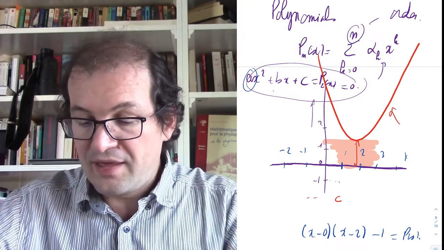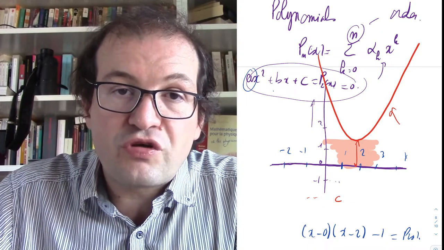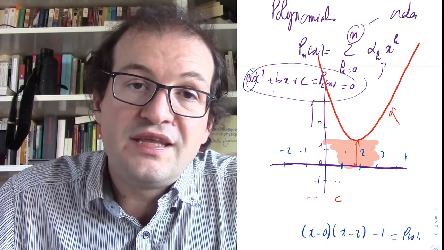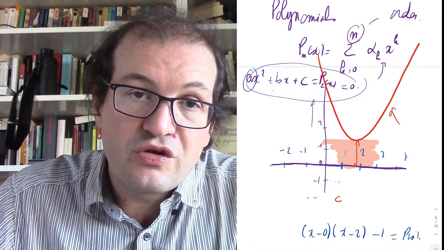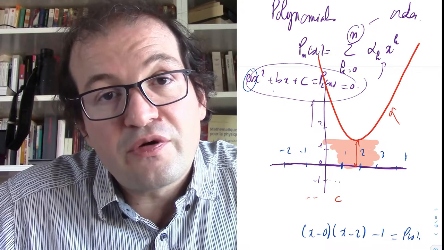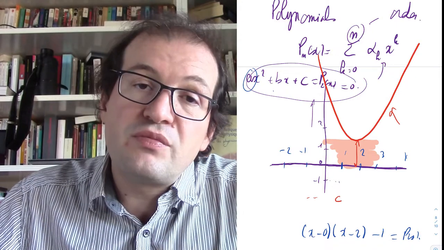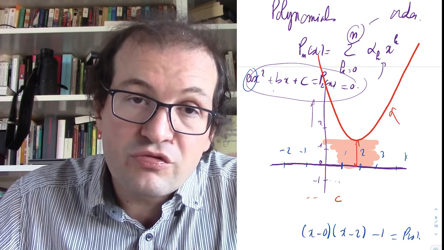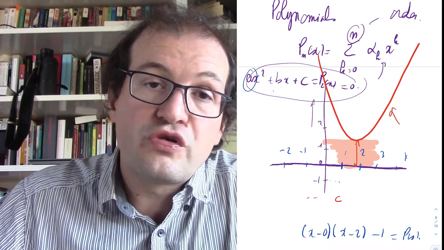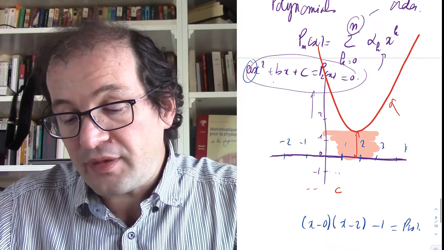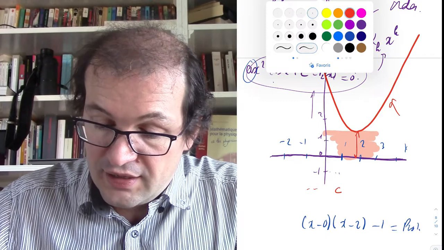So for this quadratic equation, if you try to apply the formula with the discriminant, you will find that it yields complex solutions. They are not in the real plane, they are in the complex plane. But that's the fundamental theorem of algebra: any polynomial equation of order n, of degree n, has exactly n solutions. So we still have two solutions for this quadratic equation, but they are not real.